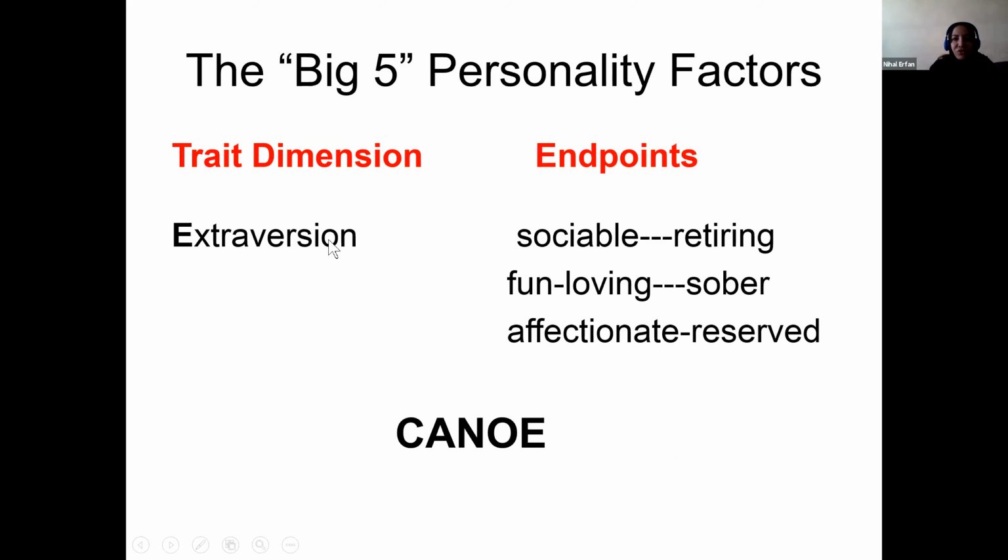And the last is extroversion. Again, somebody who's very social versus somebody who's not, somebody who's very fun-loving versus somebody who is not, somebody who's affectionate versus somebody who's less so, okay? And so it's kind of summarized into CANOE. So that's for you to remember.